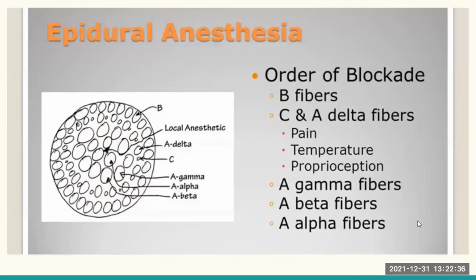In our next slide, this just concludes the things that I've been talking about. In terms of which comes first, you block your B fibers, then your C and A delta fibers, which control pain, temperature, and proprioception. And then the last to be blocked are your A gammas, A betas, and A alpha fibers. And this slide ends the first part of the presentation on anatomy of the spinal cord.